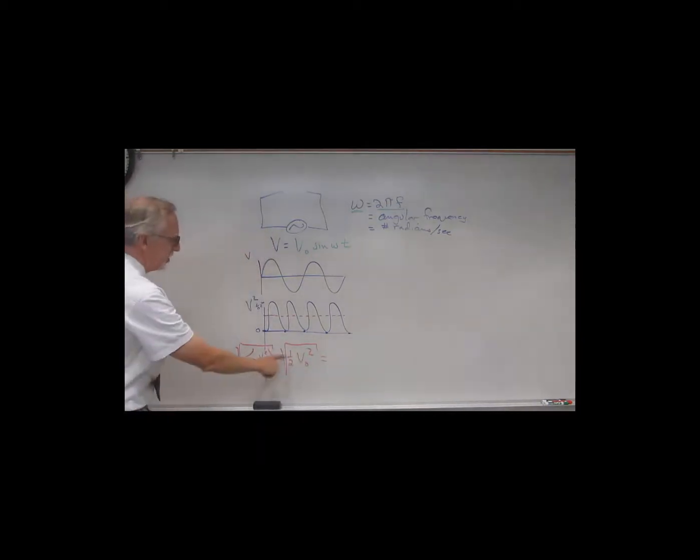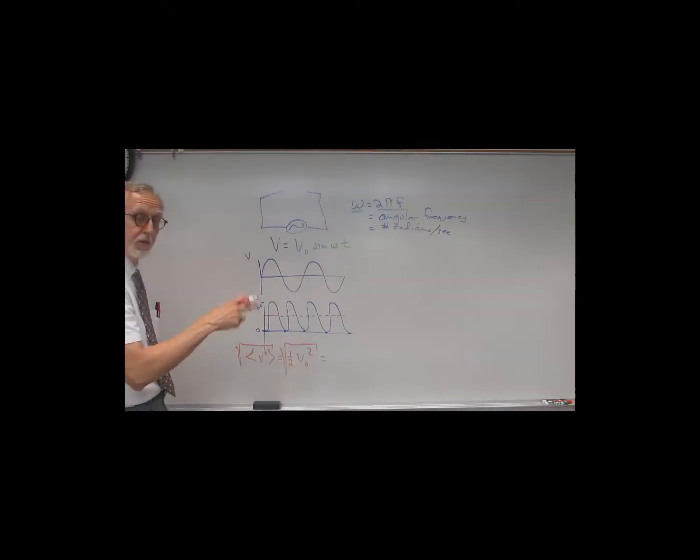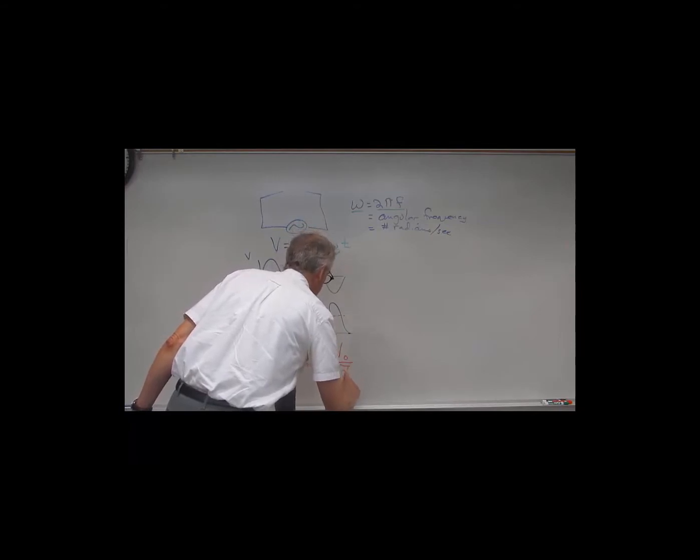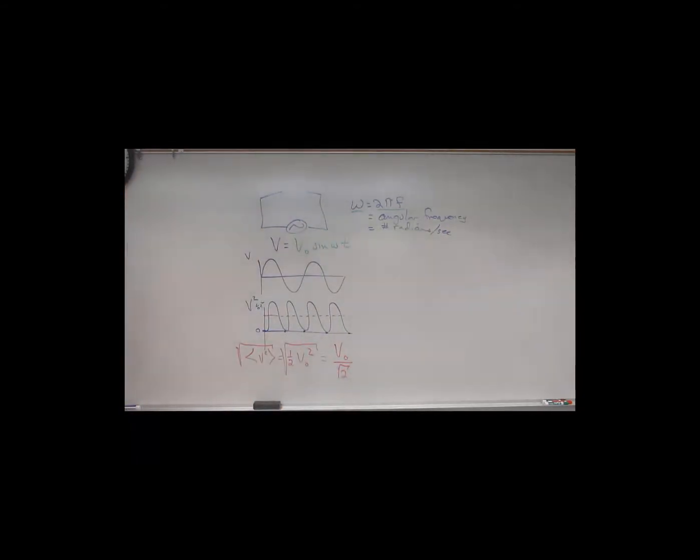And what do we get? Well, the square root of 1/2 is 1 over root 2. The square root of V naught squared is V naught. So this is V naught over root 2. Well, what is this quantity? This is something that's actually very, very useful. And it's what we will call the root of the mean, the average, of the squared value.